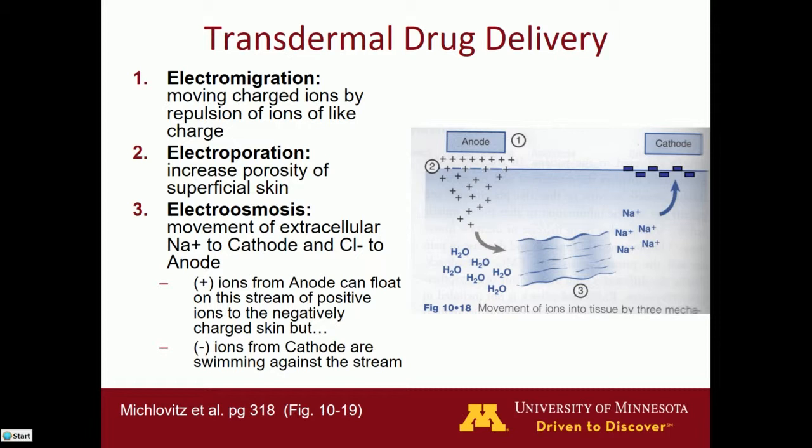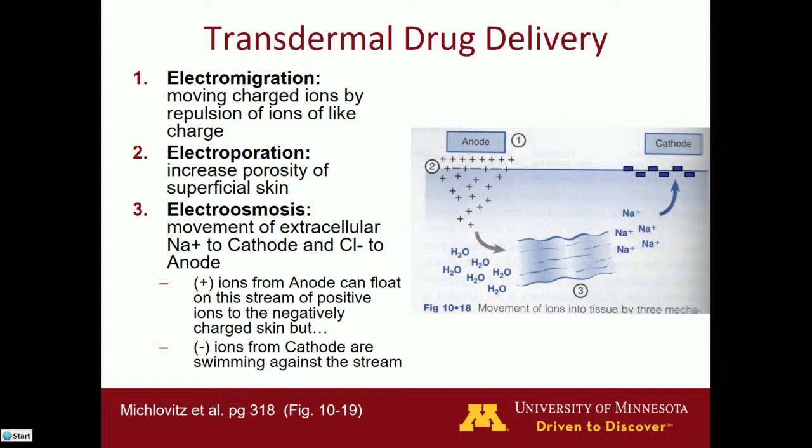It's not a simple diffusion, which is due to concentration gradients, but instead our skin maintains a negative charge. So the positive ions from an anode will flow easier into the skin because of the net negative charge. But the negative ions under the cathode have to push against the negative net charge of the skin.